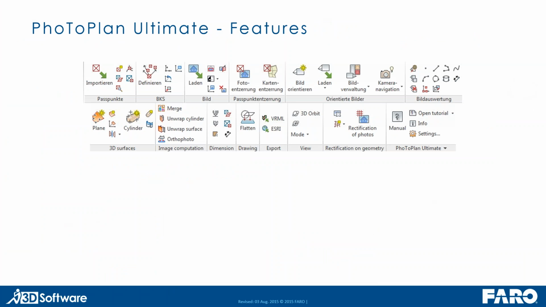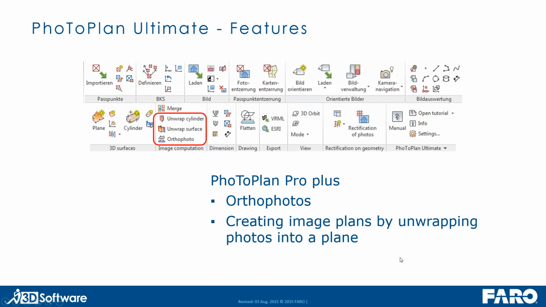Finally, the largest software package of our PhotoPlan product family is PhotoPlan Ultimate. This one includes all the features of PhotoPlan Pro and Basic and the smaller packages, and adds functionality for creation of Orthophotos and functionality for creating image plans by unwrapping photographs into a plane.